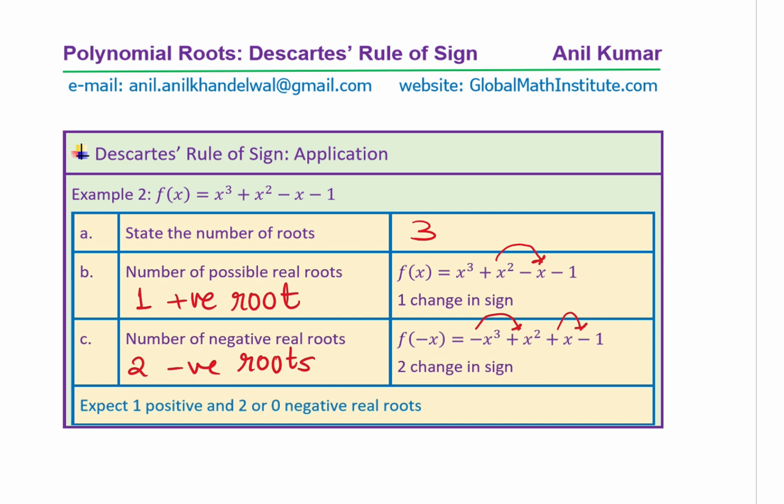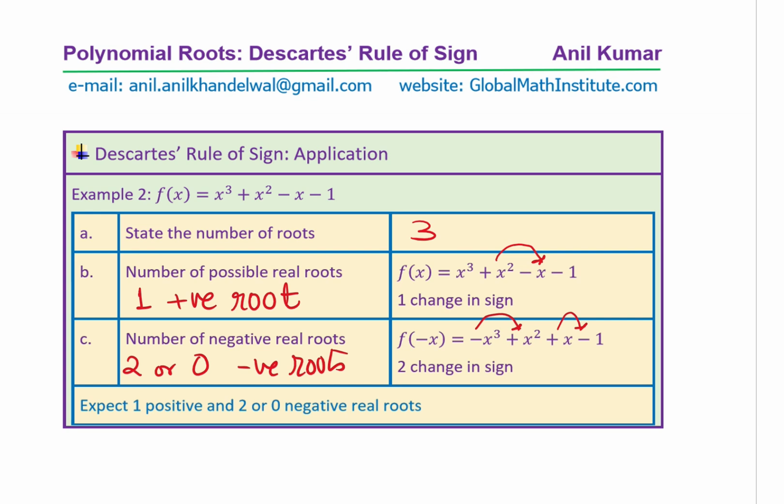Or it could be even 0. So we can say 2 or 0, right? So it's better to write right from the beginning in the correct way. That is what we meant by 2 less. So 2 or 0 negative roots. Is that clear to you?